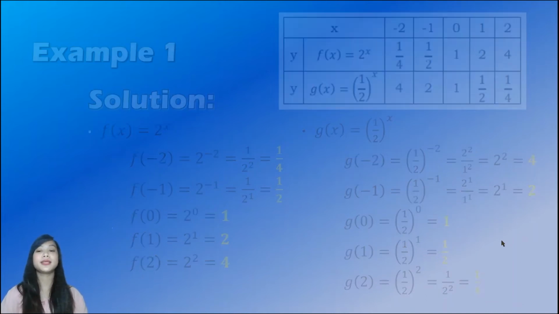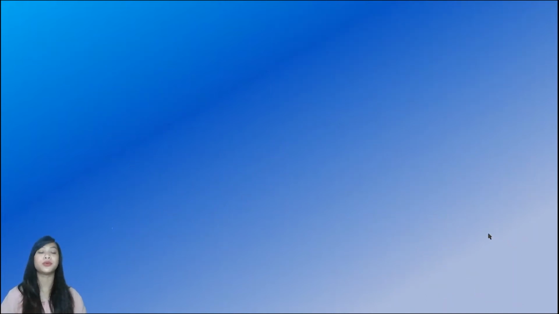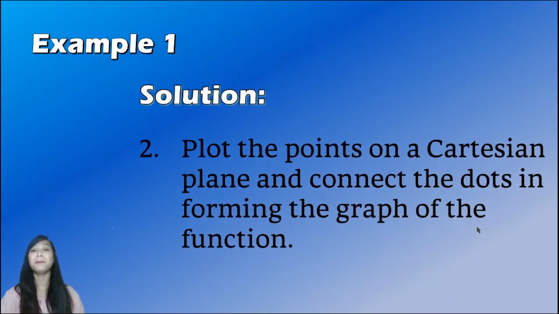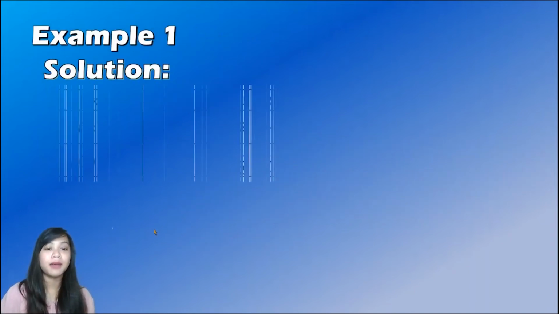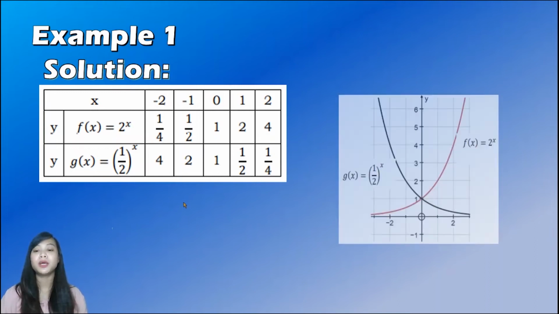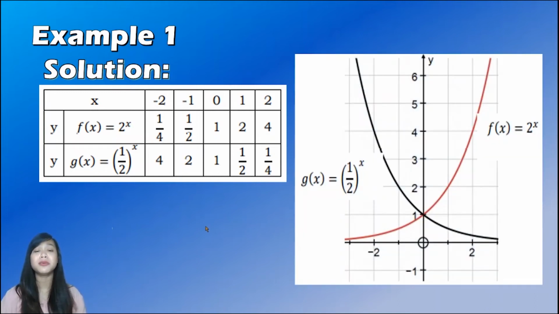So the next step to graph these functions, we need to plot the points, those values in our table, on a Cartesian plane and connect the dots in forming the graph of the function. So let's do that. So we have this table of values that we've computed. So we need to plot this in a graph. If you will see it in your module, kindly get your module.